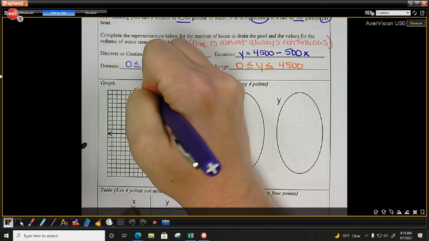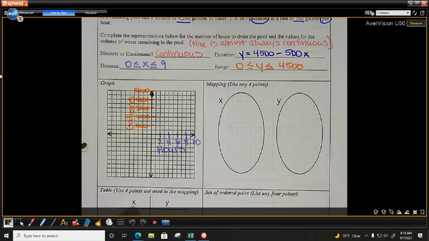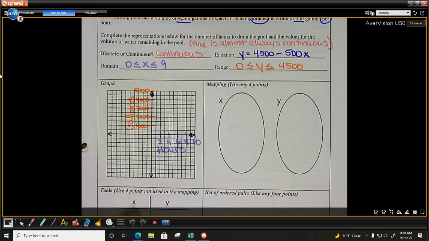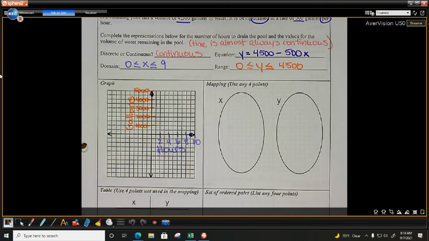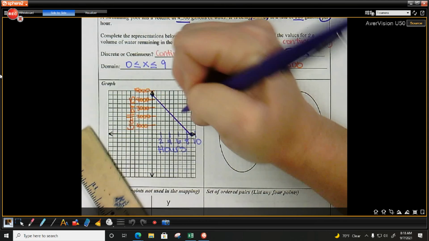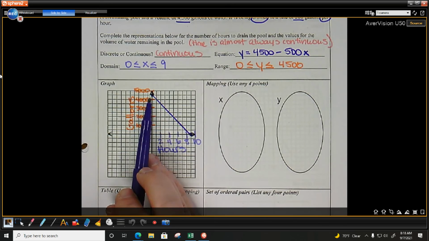How long did we say it's going to take to drain the pool? 9 hours. So at 9 hours, how much water is in the pool? 0. So I'm going to connect those because this is continuous. Should I extend it past the starting and stopping point? No. We start draining, we have a lot of water in the pool. We stop draining, there's no water in the pool at 9 hours.